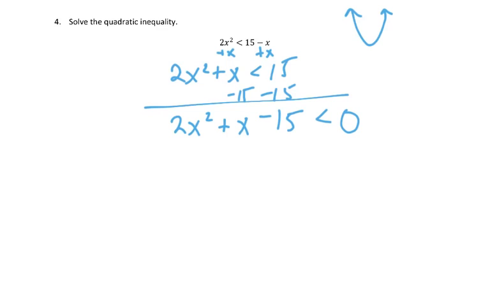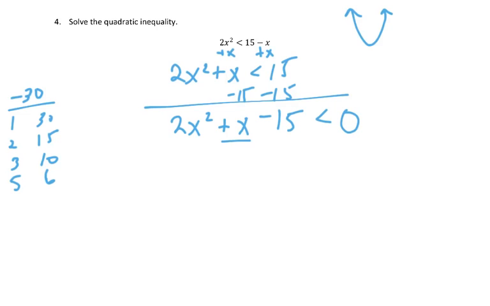To factor this, I'm going to use the AC method, so I'm going to multiply 2 times negative 15, which is negative 30. And then I'm going to think about all the factors of negative 30. Knowing that it's negative, one would have to be positive, one would have to be negative. So I have 1 and 30, 2 and 15, 3 and 10, 4 won't work, 5 and 6, 7 doesn't work, 8 doesn't work, 9 doesn't work. Okay, and we're back at 10.